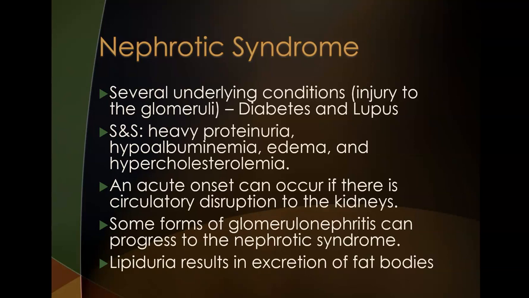And then you can also have hypercholesterolemia, because the cholesterol and stuff is not going to be filtered. So that's another one here that is characteristic of nephrotic syndrome, but especially this heavy protein loss and the low albumin. An acute onset can occur if there is a circulatory disruption to the kidneys. So if the kidneys lose blood flow, then all of a sudden they can get nephrotic syndrome. And some forms of glomerulonephritis can progress to nephrotic syndrome, and you get lipiduria, which results in excretion of fat bodies, which can then be seen in the urine.